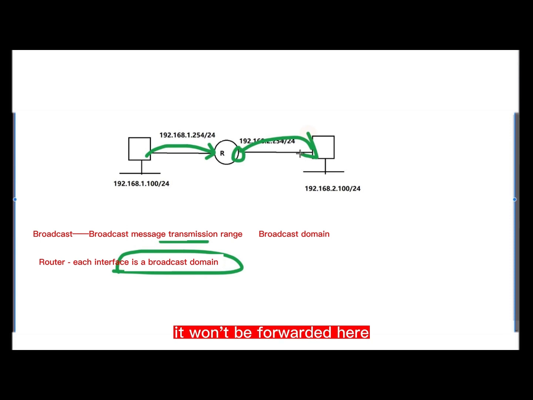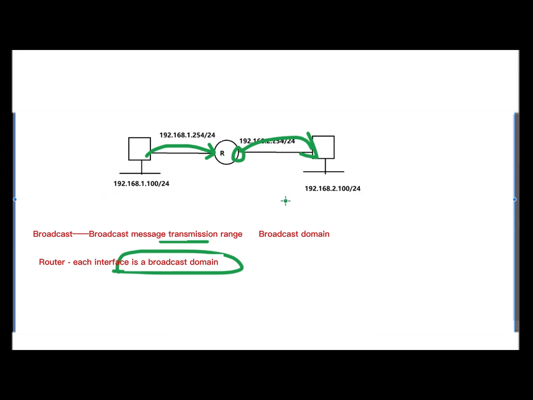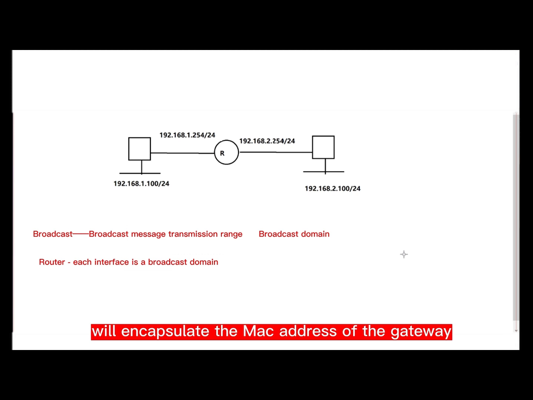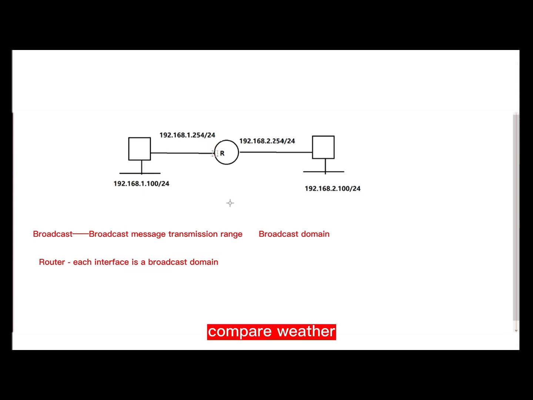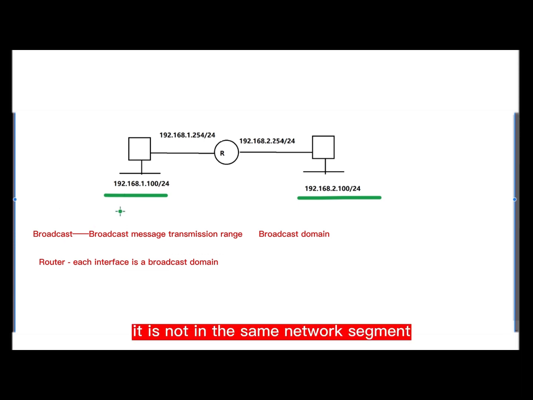It won't be forwarded here. This device cannot receive the request from the device on the left. Then it will naturally not reply. Logically speaking, if it doesn't reply, there is no way to encapsulate the second layer. If it is data forwarding across network segments, then the second layer will encapsulate the MAC address of the gateway. The PC performs calculations locally. Compare whether they are on the same network segment. It finds that it is not in the same network segment as the peer device.